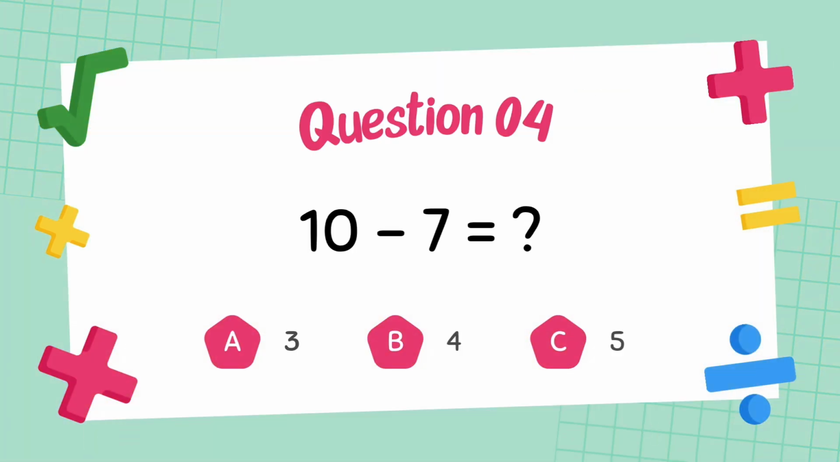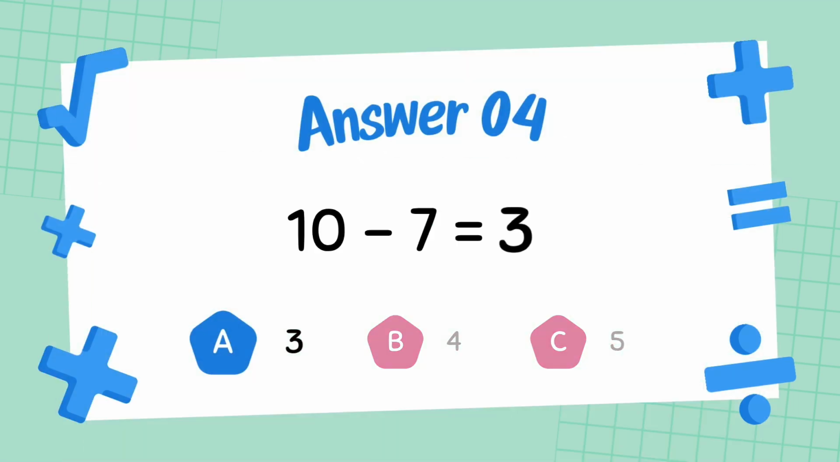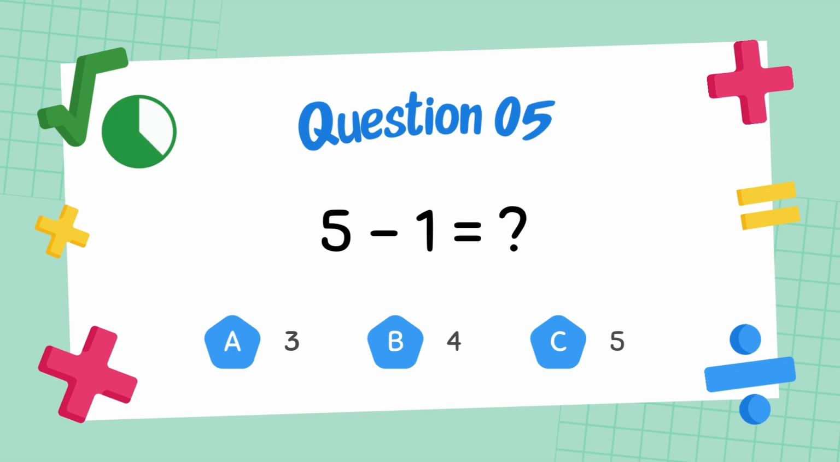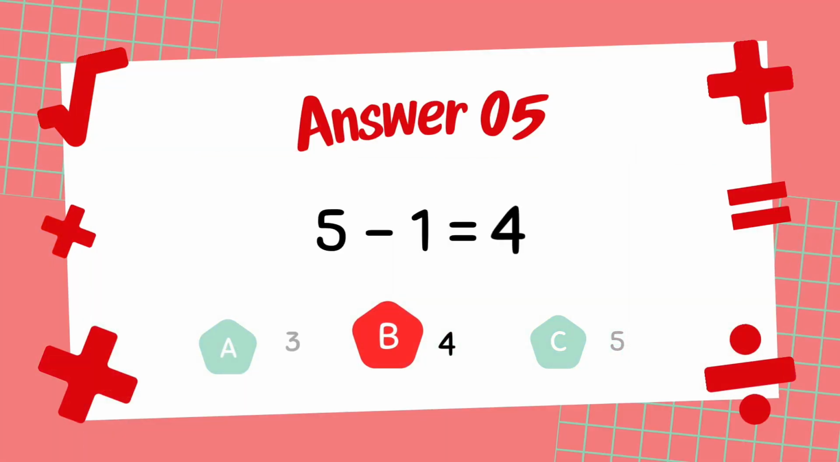What is 10 minus 7? The answer is 3. What is 5 minus 1? The answer is 4.